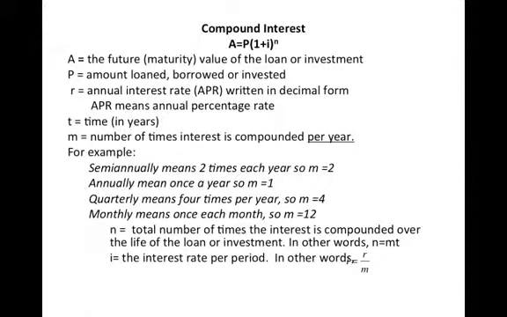n is going to be the total number of times the interest is compounded over the life of the loan or investment. So what you're going to do is take the number of times per year the interest is compounded and multiply by the number of years. So n is equal to m times T. i is the interest rate per period, per payment period. So it's going to equal the annual interest rate divided by the number of times per year that the interest is compounded. So i is going to equal R over m.